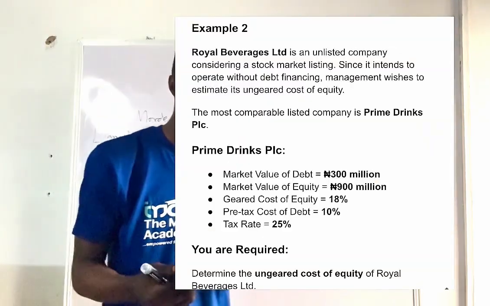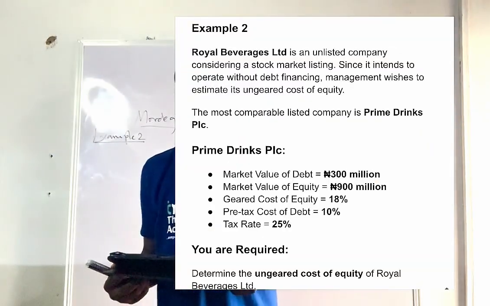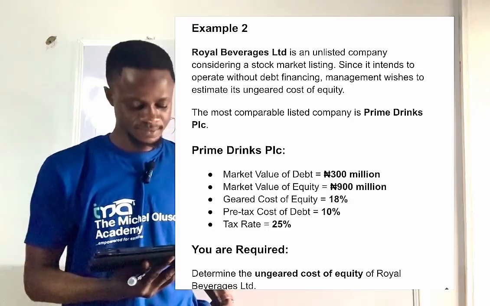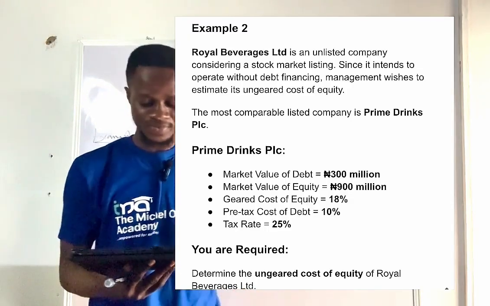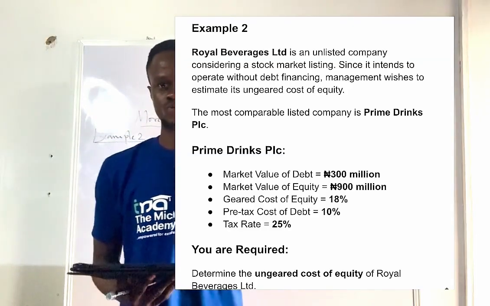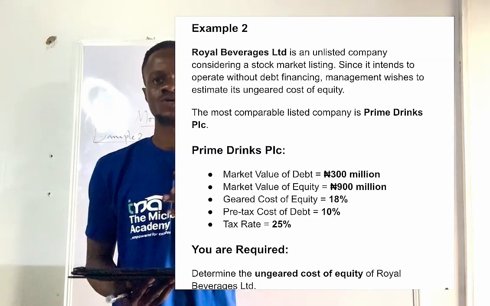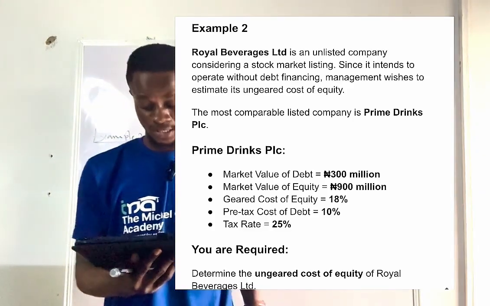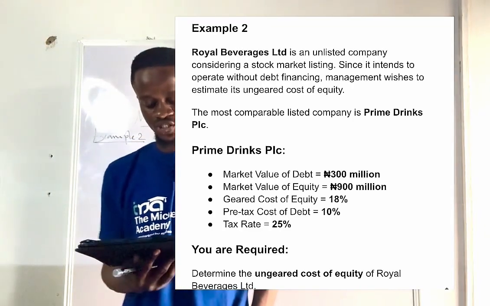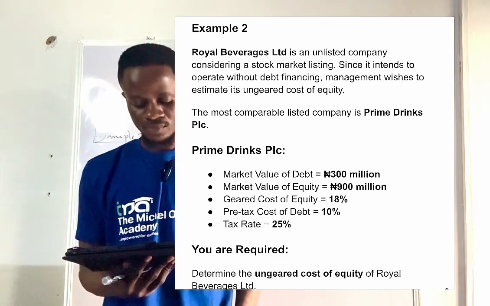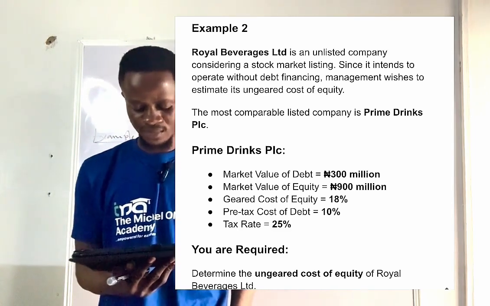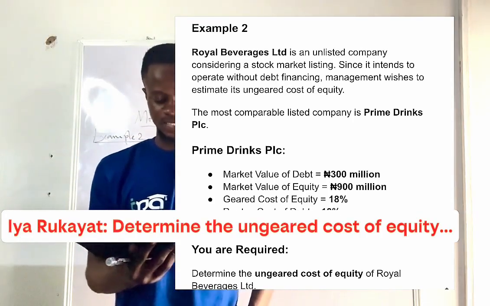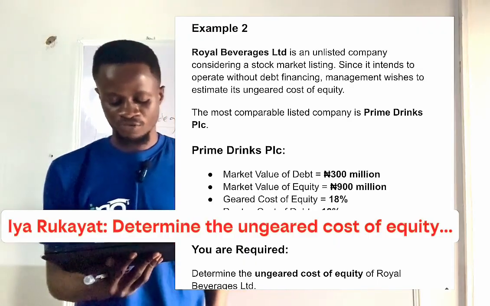So Royal Beverages Limited is an unlisted company considering a stock market listing. Okay, this I love. There's something I don't want to mention now, because when we get to risk adjusted cost of capital, I'm going to say some things, right? Since it intends to operate without debt financing, management wishes to estimate its ungeared cost of equity. The most comparable listed company is Prime Drinks PLC. Then we have the details. The requirement says: determine the ungeared cost of equity of Royal Beverages.